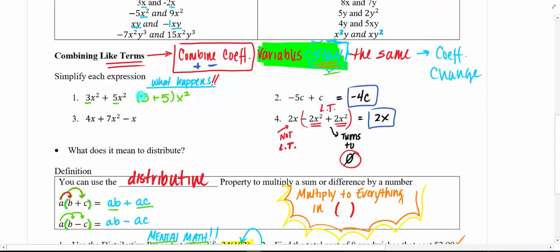What we're going to do here is it kind of separates out, and we just end up combining just the coefficients here. So we know that they're going to go together. We know that our variable is going to stay the same, but our coefficients are going to take whatever operations they are. This is a positive 3, and that's a positive 5.